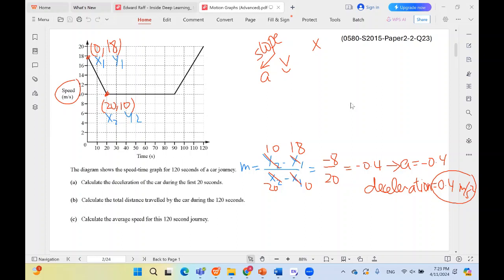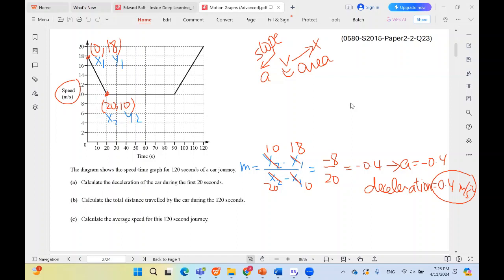Calculate the total distance traveled by the car during the 120 seconds. So now we need to get the distance. And again, we're starting at V because this is a speed time graph. And you want to get X, which is the distance. So we need to get the area under the graph. So this is a more complicated graph than what we are used to dealing with because you cannot describe it as one shape only. You have to split it into different shapes and get the area of each.